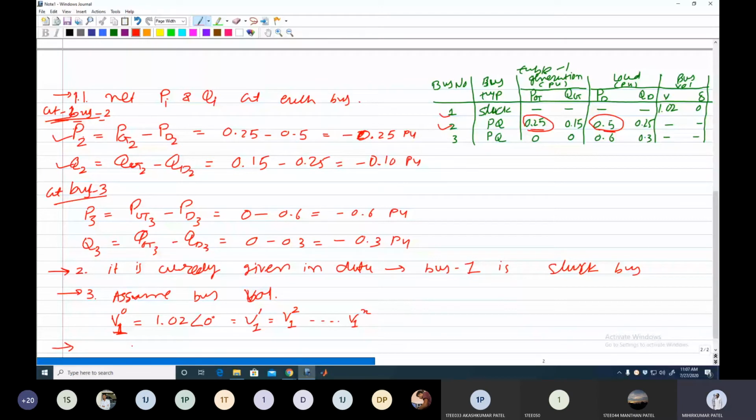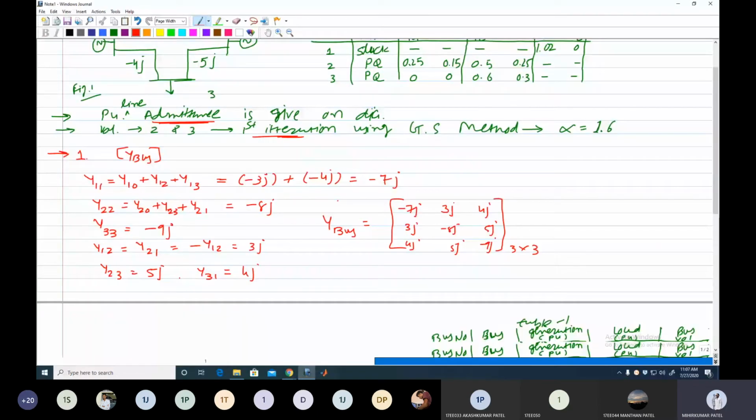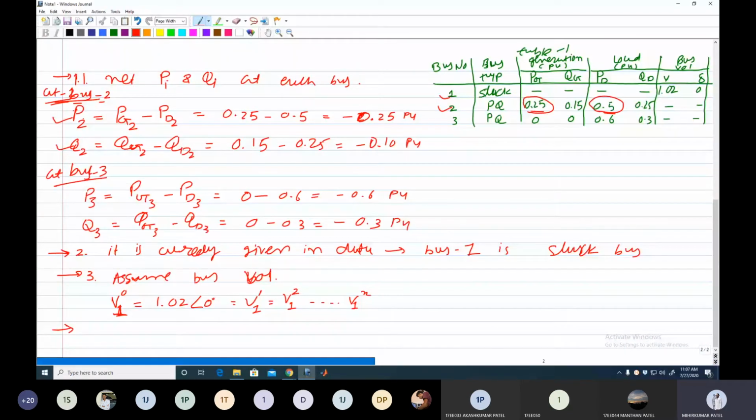Now, step number 4. We have to set the convergence criteria, but here it is already specified that we have to just calculate for the first iteration. So there is no need to use step number 4 in this example. Clear? Next step, step number 5, is iteration count.